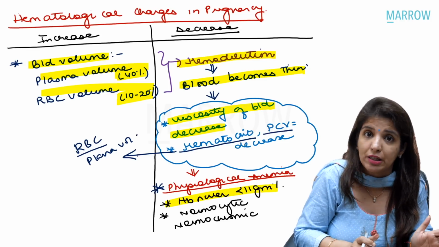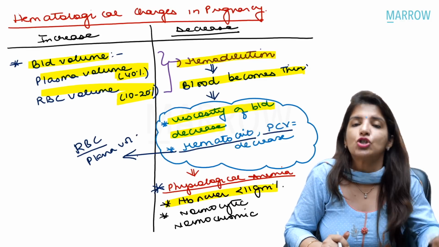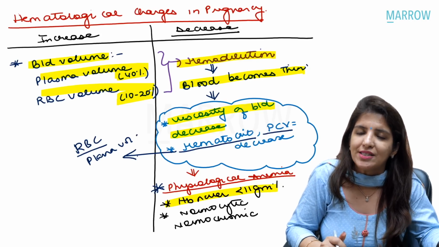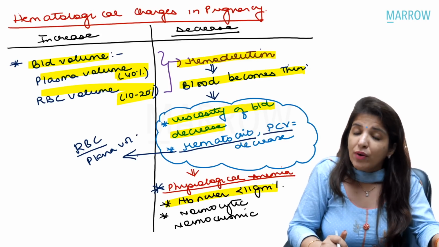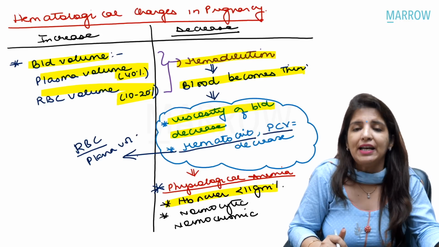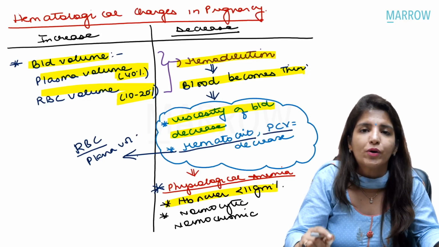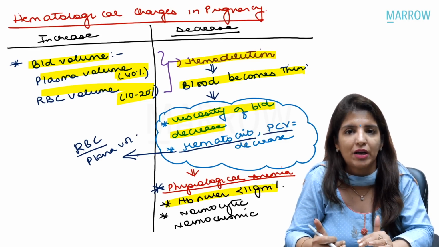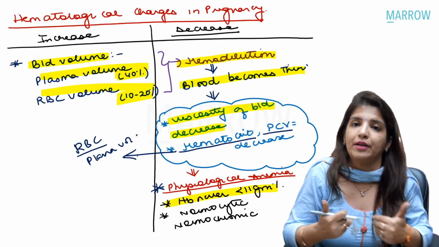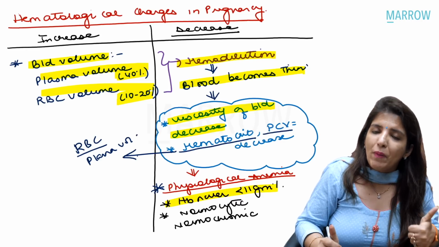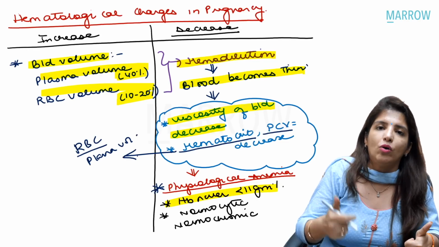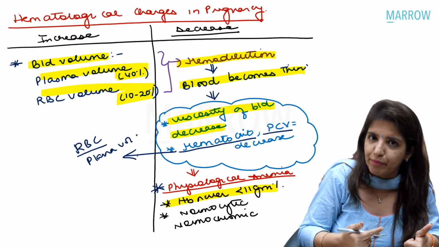I'll say it is a case of physiological anemia. But suppose there is a patient whose hemoglobin before pregnancy was 12.6 and during pregnancy it becomes 10.6. Now hemoglobin has become less than 11 gram%. So now I'm not going to call it physiological anemia. Now it is called pathological anemia or simply anemia in pregnancy. So number one characteristic of physiological anemia is that hemoglobin remains always more than 11 gram%.